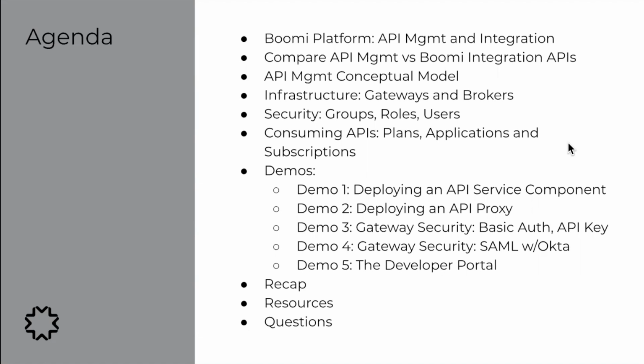And then we've got a lot of demo content to get through. So I'm going to try to get through the soft stuff as quickly as possible and then get into the hands-on demos. We've got about 5 demos lined up. One is going to be deploying an API service component, deploying an API proxy, gateway security. We've got 2 different demos on that, specifically around basic auth and API key identification, and also SAML with Okta. And then finally, the developer portal.